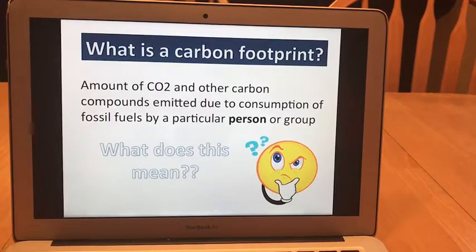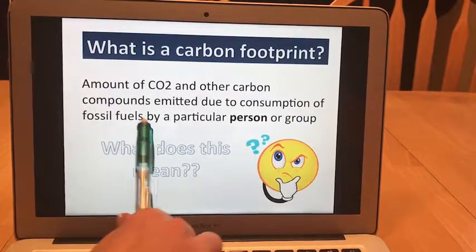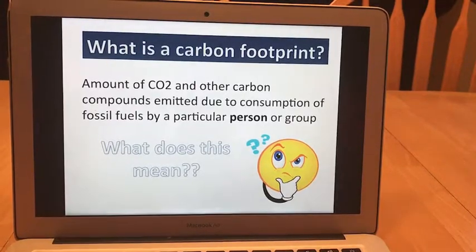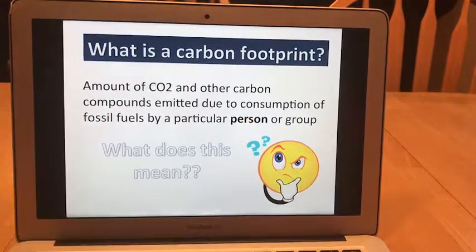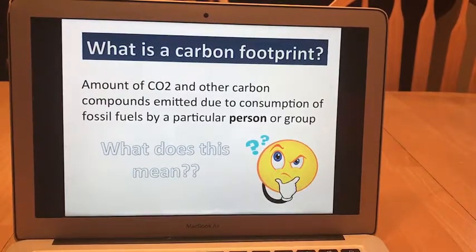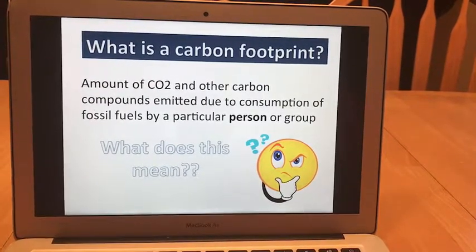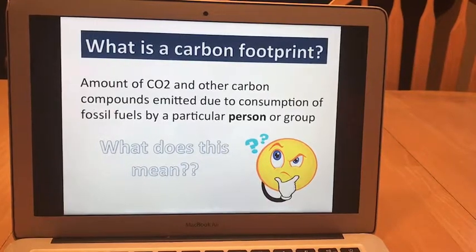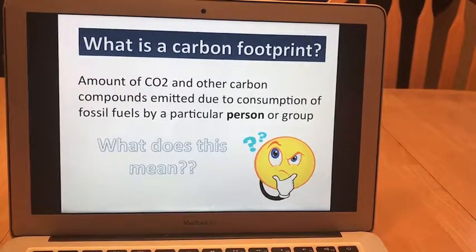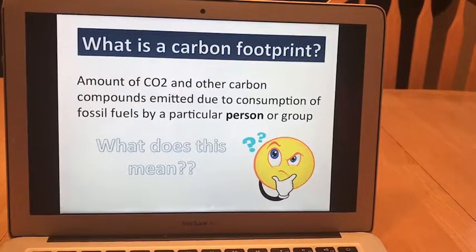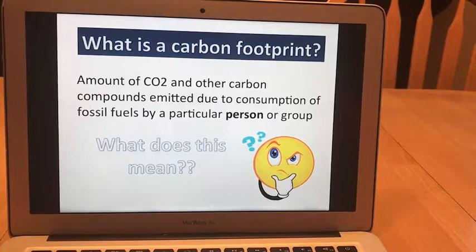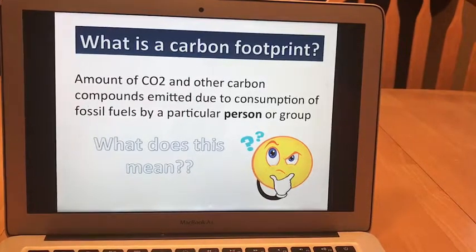The last part of the definition that we're going to break down is by a particular person or group. For this lesson, we're going to be talking about a particular person, which is you guys. What you're going to be doing is figuring out what your carbon footprint is. How much carbon are you adding to the atmosphere through any kind of activities that you do, how you travel to school, what you eat. We're going to calculate that, and we're going to see how each of us are contributing to heating up the planet.